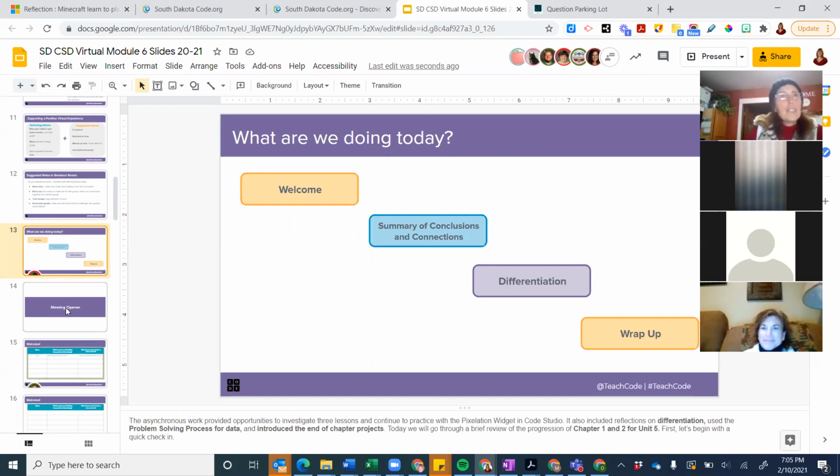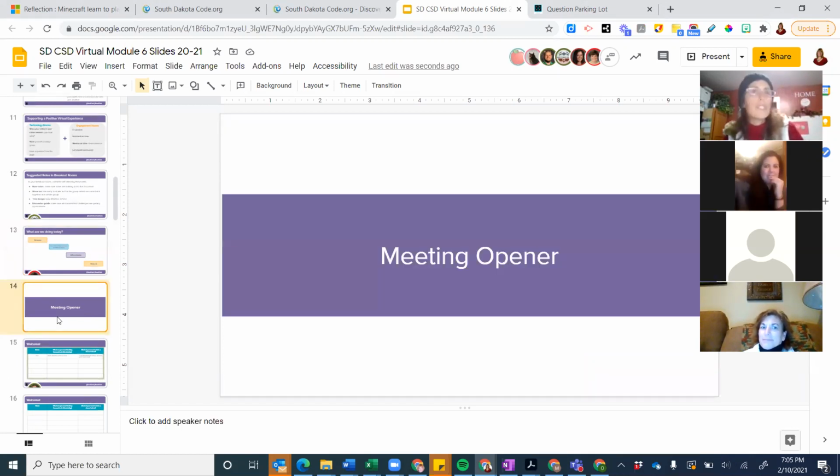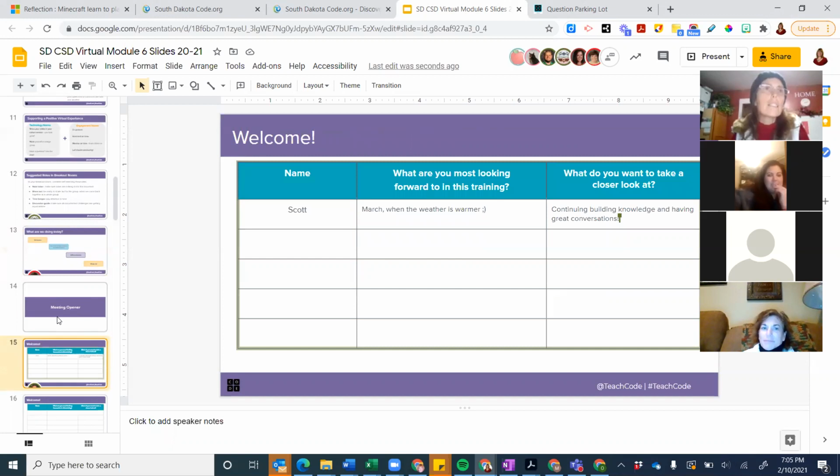Tonight, or today, it says summary of conclusions and connections. So kind of summarizing what we've gone through already, and then introducing differentiation of lessons, and then the wrap up. So that's about it. Let's go to 14, meeting openings.